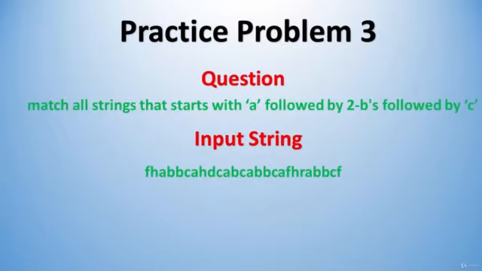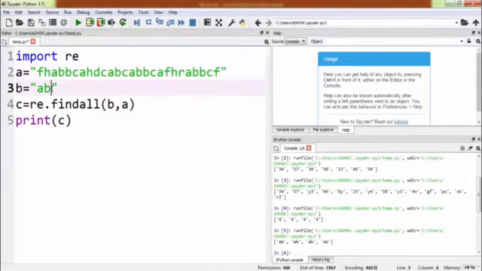Now the third question is we must find the strings which start with A and are followed by two B's and followed by C. So that means the first character should be A, followed by two occurrences of B, and at last a C occurrence should be present. So the pattern will be A, two B's and C.